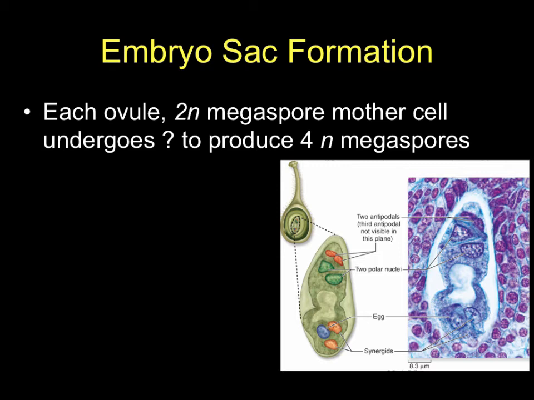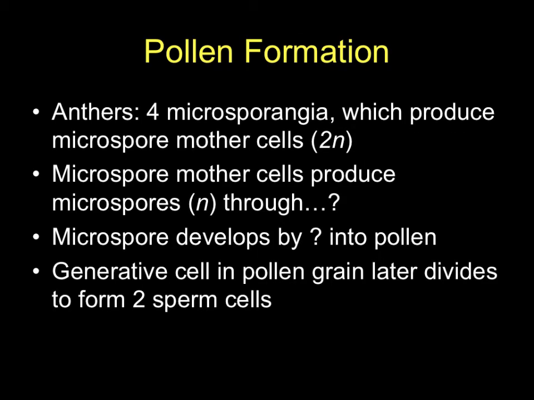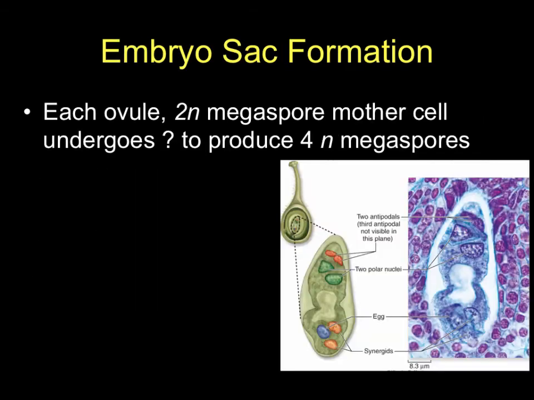Now we take a look at the embryo sac, female gametophyte. We have the diploid megaspore mother cell producing 4 haploid megaspores. So just like we saw before, we have these megaspore mother cells going through meiosis to make megaspores. Over here we had microspore mother cells going through meiosis to make microspores. Now it's the same thing, but it's involving megaspores.